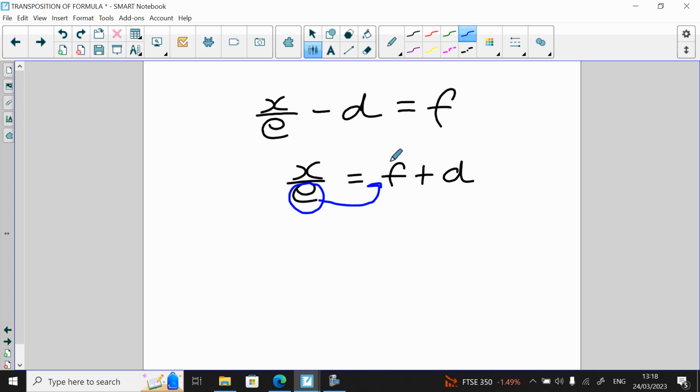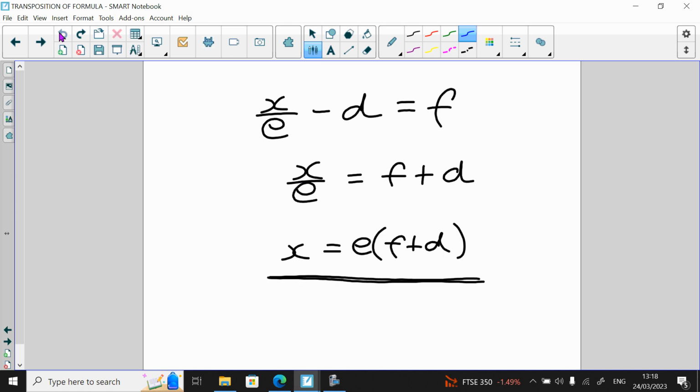And because you get more than one thing here, I think I'm going to bracket that. And you can put e at the front or e at the back. It doesn't matter. One little iota, one little bit. So, like I said, I'm going to bracket the f plus d, whatever's on the right hand side. I've just stuck e at the front. And there's no need to multiply out that bracket. The aim of the game is to get x on its own, and you've done that.